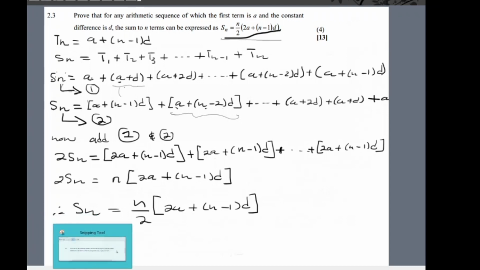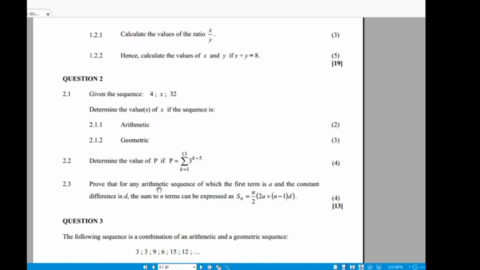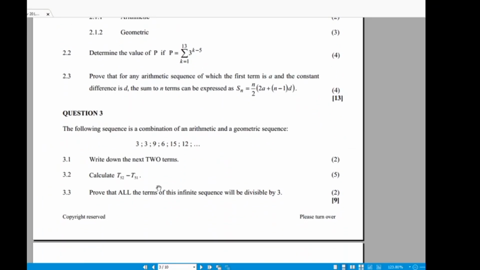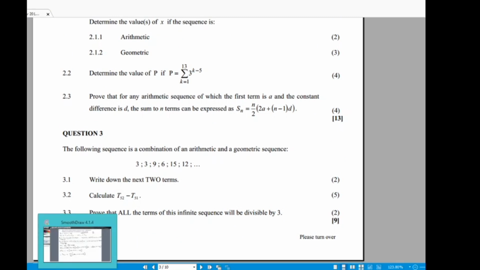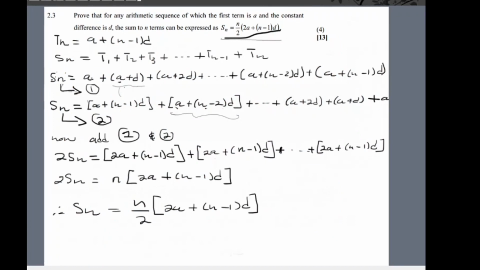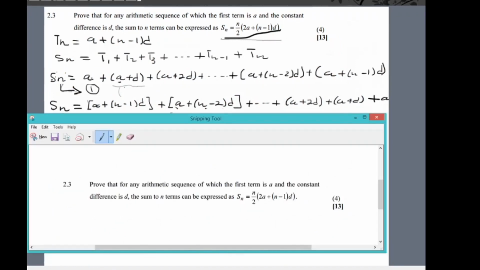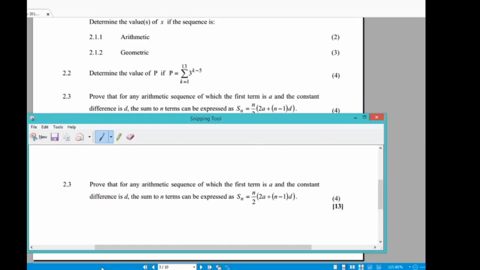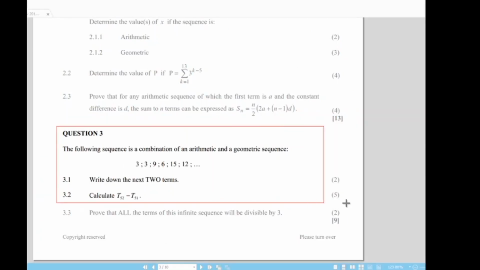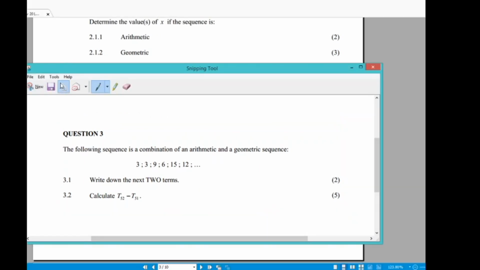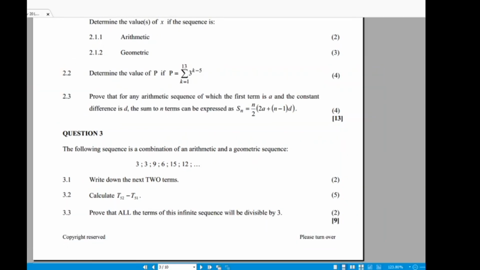Now moving on to question 3. Okay, question 3. Let's copy the first 2 questions of question 3. We'll come back to the last one.